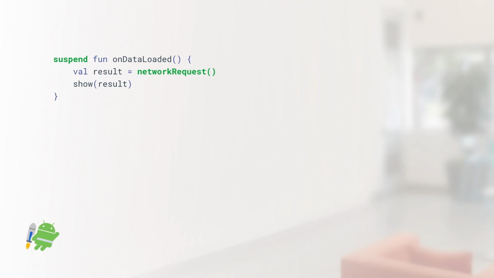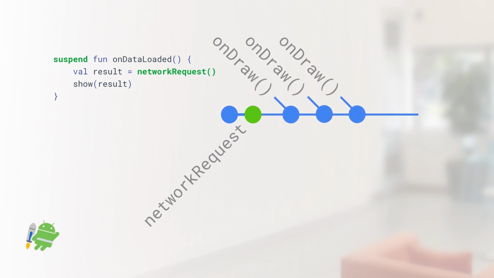Now, let's write the exact same network request with coroutines. It looks just like it did when it was a blocking function. However, since it's a suspend function, instead of blocking the main thread, when the network request is called, it will suspend the coroutine. This frees up the main thread to go do other things like handle onDraw. And when the result is ready, it gets passed back to resume the coroutine.